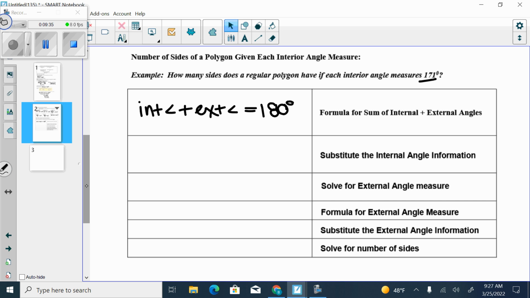Okay, then they want us to substitute in the internal angle that they gave us. So in place of the internal angle, I'm going to go plug in 171. So I have 171 plus external angle equals 180 degrees. Okay, so if I was going to solve for the external angle, all we would have to do is subtract, right? So I subtract and I get that the external angle must be, very good. So this thing must have a lot of sides then, right?